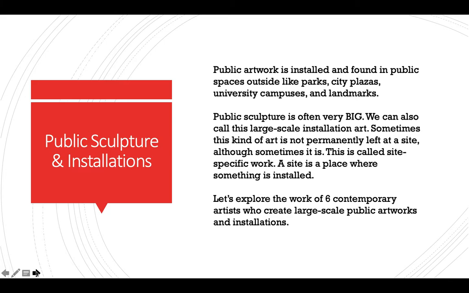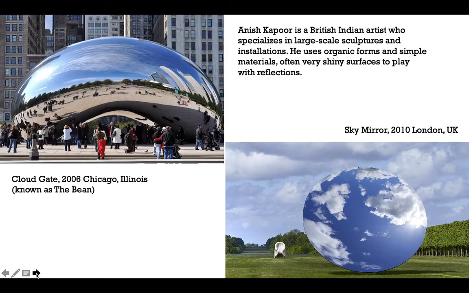We are going to explore the work of 6 contemporary artists who create large-scale, site-specific public artworks and installations. The first artist, one of my favorite artists, is named Anish Kapoor. He is a British Indian artist who specializes in large-scale sculptures and installations.